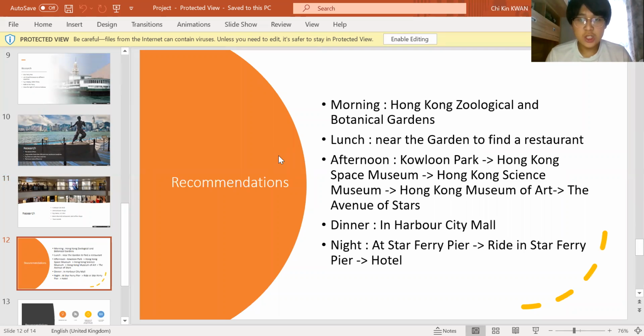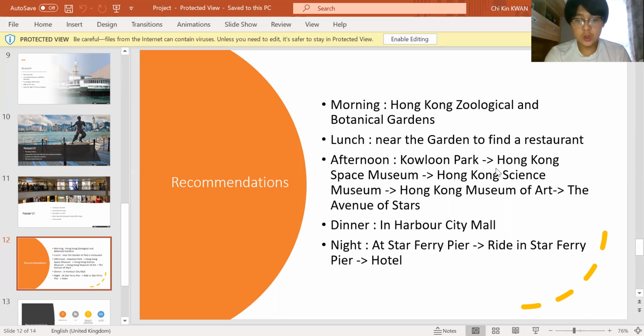And my recommendation is I hope they can visit Tsim Sha Tsui in one day. In the morning, they can go to the Hong Kong Zoological and Botanical Gardens for a walk. And for lunch, they can eat near the zoo, and there are some restaurants for them to choose. In the afternoon, they will first go to Kowloon Park. They can have a walk to see the historic things there.